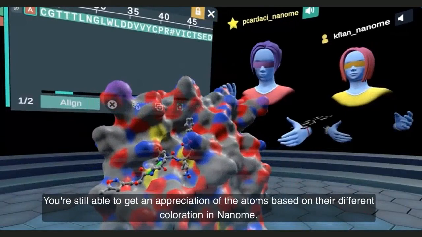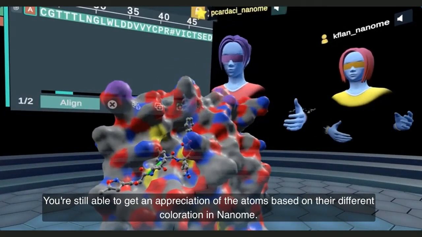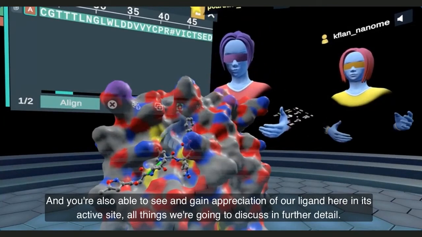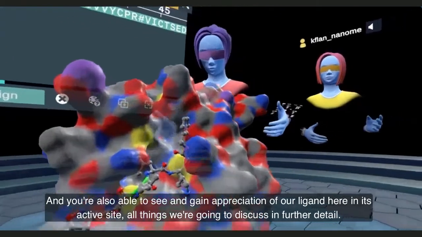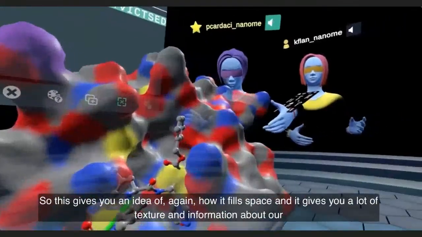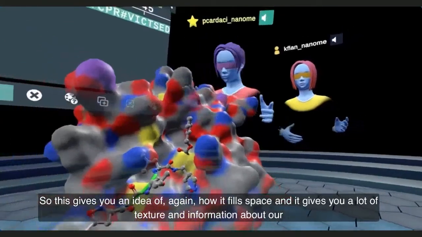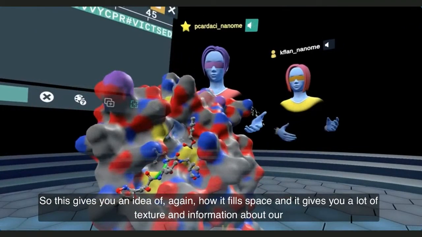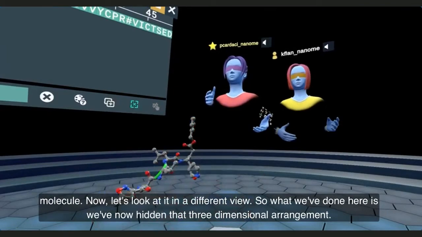You're still able to get an appreciation of the atoms based on their different coloration in Nano, and you're also able to see and get an appreciation of our ligand here in its active site, all things we're going to discuss in further detail. So this gives you an idea of, again, how it fills space, and it gives you a lot of texture information about our molecule. Now let's look at it in a different view.